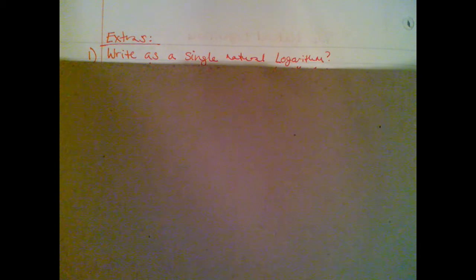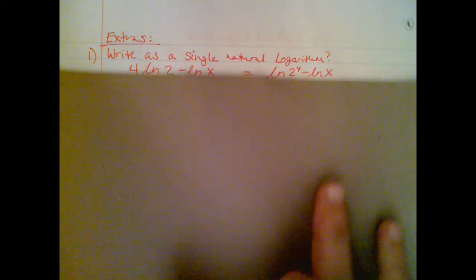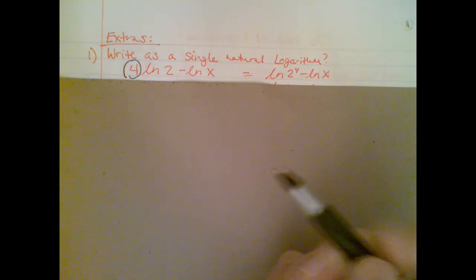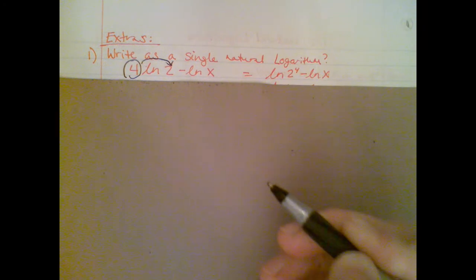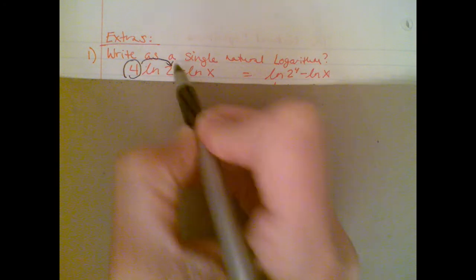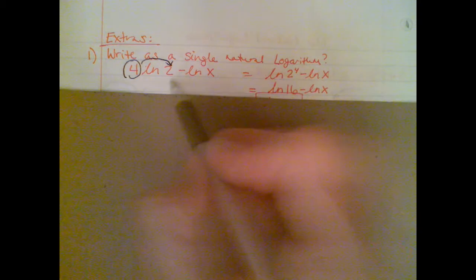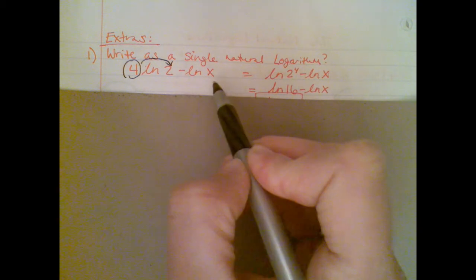So for this first one, we have write as a single natural log. So they're in expanded form, so we want to use our properties. First thing I notice we have a coefficient, so that will go as the exponent of just that term. So we'll have 2 to the 4th power. 2 to the 4th power is just 16. So we'll have the natural log of 16 minus the natural log of x.